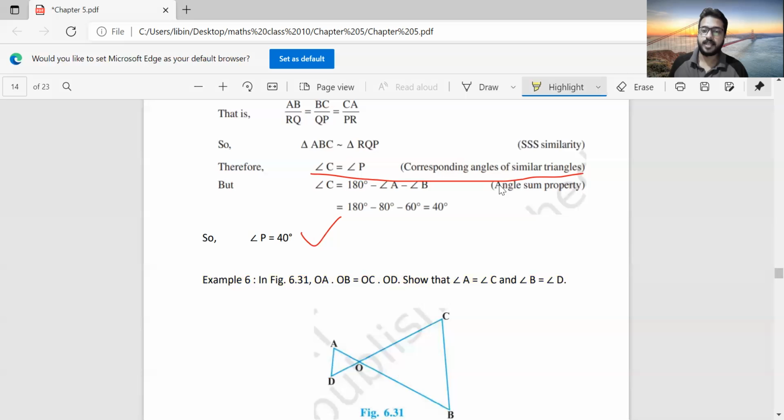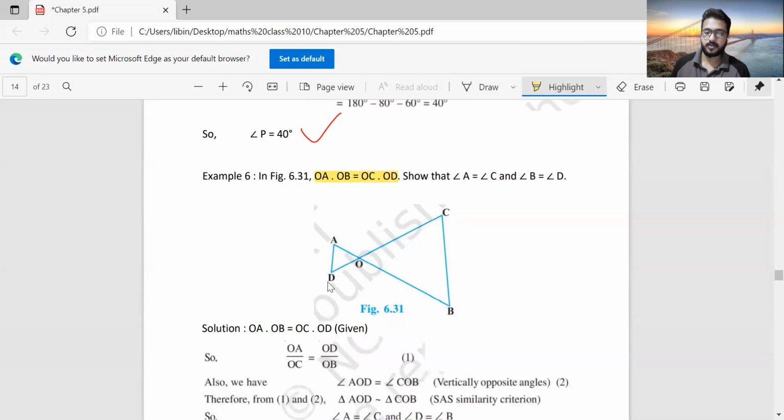So in order to prove that these two triangles are similar, we are given the information that OA into OB is equal to OC into OD. That is our main point, so let us make use of it. We are given OA into OB is equal to OC into OD. So now what can we do? We are just taking OA by OC.